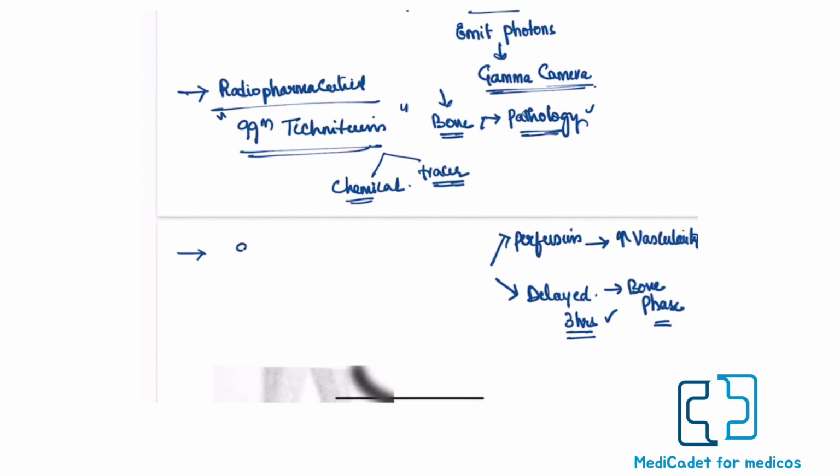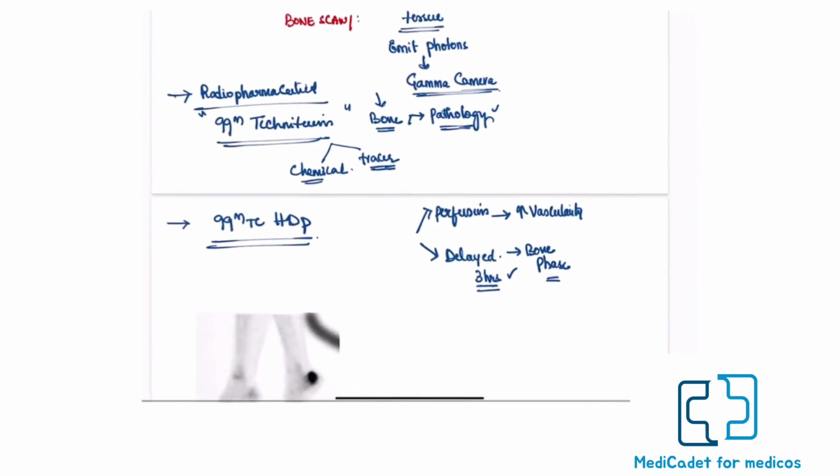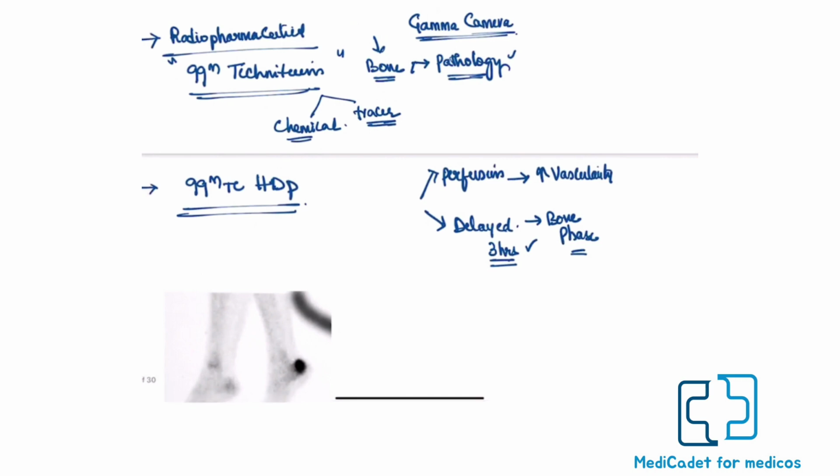So there is one more compound which is called 99 technetium M, that is hydroxymethylene dihydrophosphonate. So technetium 99M HDP, hydroxymethylene dihydrophosphonate. This is also being used, and after injecting this IV, they go into 2 phases, that is perfusion phase and the delayed phase. So based upon that, you decide what type of pathology is happening in the bone.